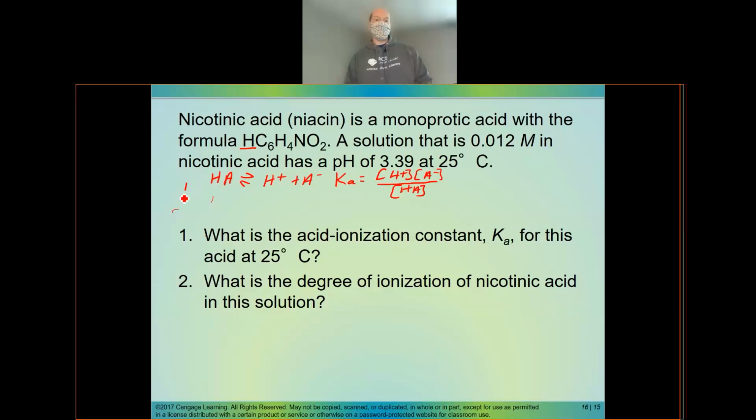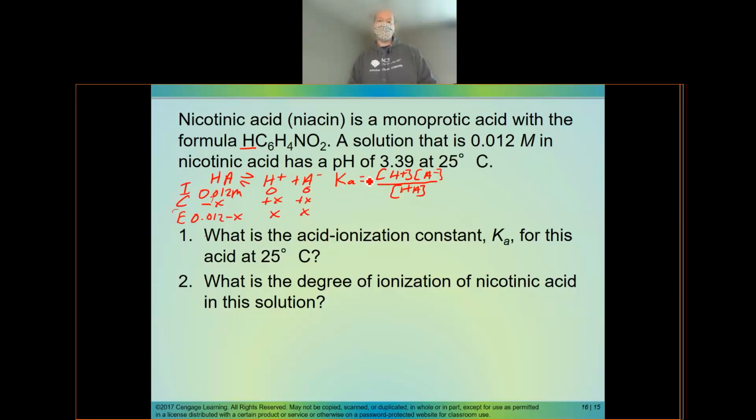So we're going to do initial, change, and equilibrium. The initial concentration is 0.012 molar. That's 0, that's 0. You can't have zeros at equilibrium, so minus X, plus X, plus X. It has to go to form some. So at equilibrium, we have 0.012 minus X, we have X and we have X.